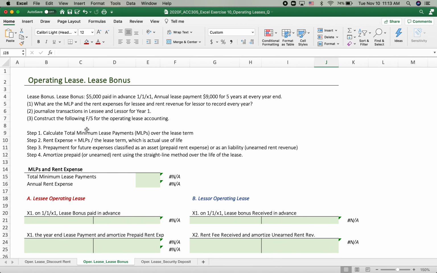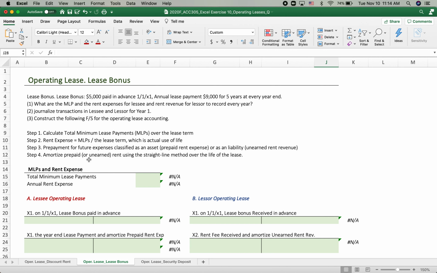Lease bonus, the $5,000 paid in advance on January 1st, even though they haven't used this facility yet, or the lessor hasn't delivered the service yet, but they already paid $5,000. That is the deferred concept. And the annual lease payment is $9,000 at year end.